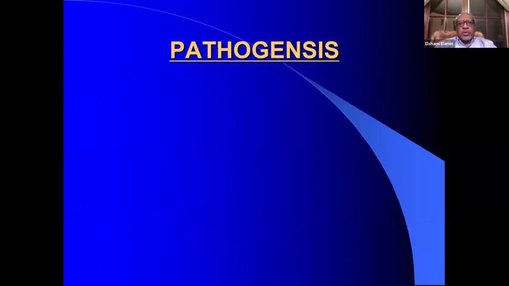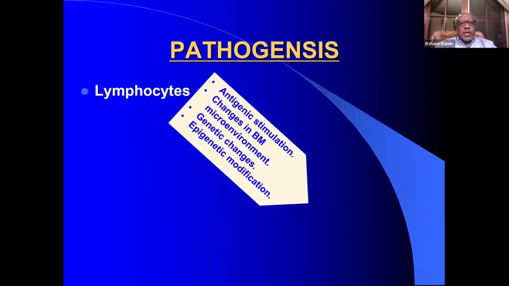So the pathogenesis of the CLL or SLL, basically this is a disease of lymphocytes, as you already know. Something happened to those lymphocytes. And that could be an antigenic stimulation. It could be changes in the bone marrow microenvironment. It could be genetic changes or epigenetic modification, which is changes to the gene expression of the cell without affecting the actual DNA of the cell. So that's what we call epigenetic modification.